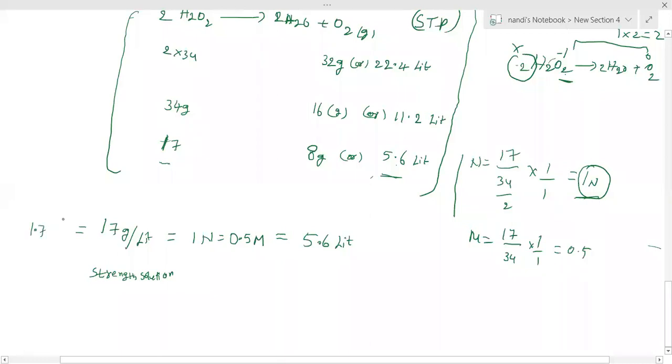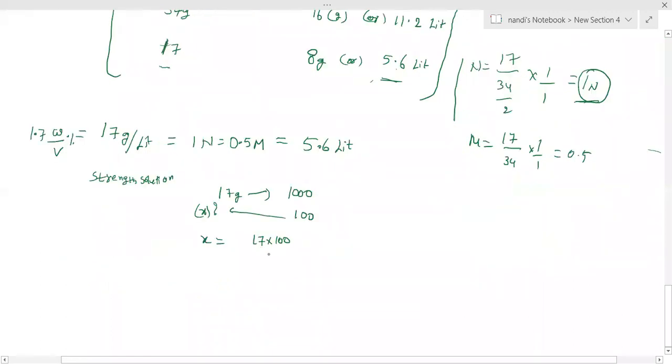You may add one more point here: 1.7 W by V percent, sir. W by V percent means per 100 ml. Keep in mind here I am writing very clearly, sir. Everything on the left side is dissolved in 1 liter. 17 grams dissolved in 1000 ml, nothing but 1 liter. If I take 100 ml, how much is present, sir? X equals 17 into 100 by 1000.